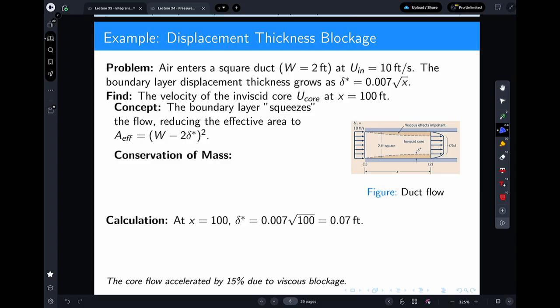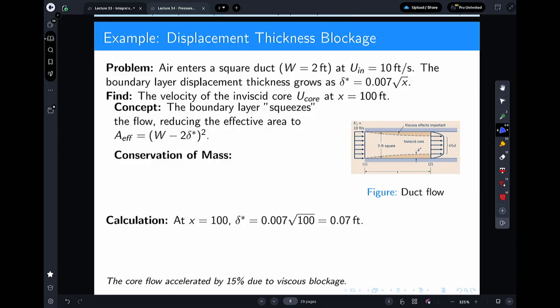So what does a boundary layer do? Typically, and I'm going to solve these in English units, you can tell right away that one of the things the boundary layer does is shove fluid away from the wall. It creates this layer where everything has got to move through. So you have air entering a square duct 2 feet wide at 10 feet per second. The boundary layer displacement thickness grows as delta star equals 0.007 square root of x. Find the velocity of the inviscid core at x equals 100 feet.